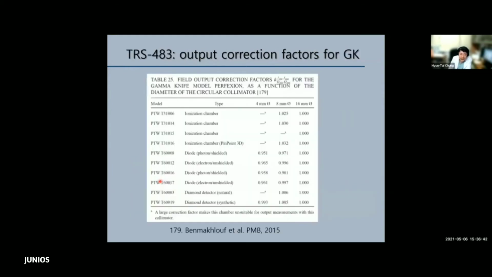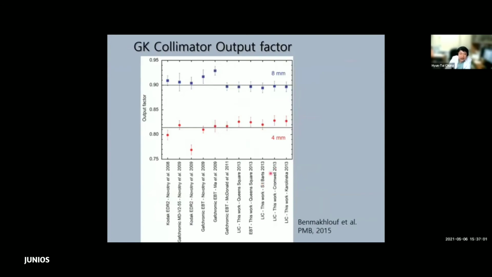And TRS-483 presented the output correction factor. Actually, this is exactly the same result as the Benmakhlouf study published in 2015. And you can see we may need 4 to 5% corrections. And this is the graphical result. The left part is before 2011, and there are results from 2011 and 2013, when there was no plastic scintillator yet. These 5 are actually the same, because Benmakhlouf applied their devices to 4 different Gamma Knives. So for 8 millimeter, it looks okay, but for 4 millimeter, maybe we need some more calculation.